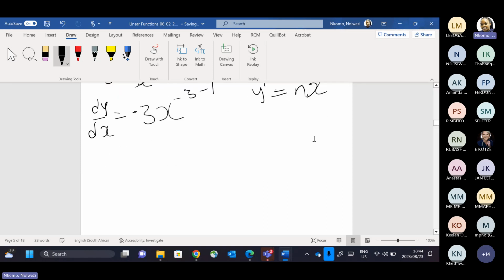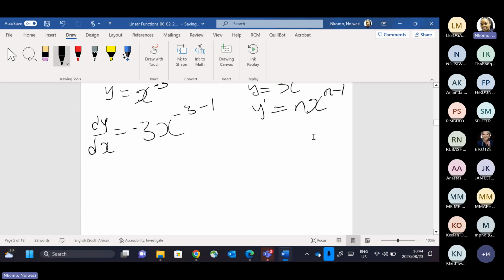You need to simplify further here. If you do that, you'll have minus 3x to the power minus 3 minus 1. This would give you minus 4, right? We don't leave a term with a negative exponent. We always try to leave our answer with all the terms with positive exponents. You see, right now our exponent is negative, which is minus 4.